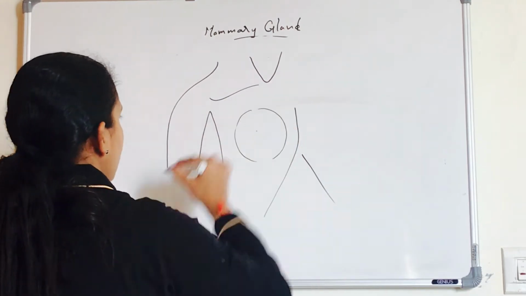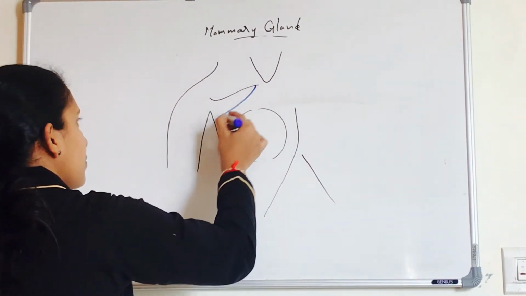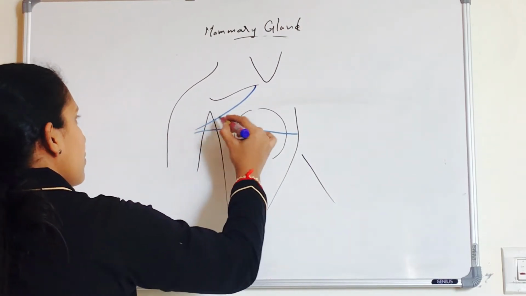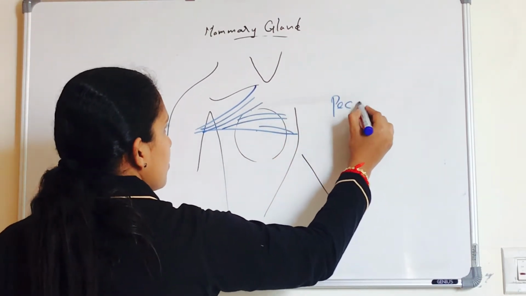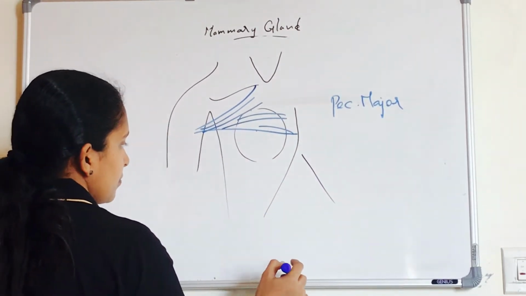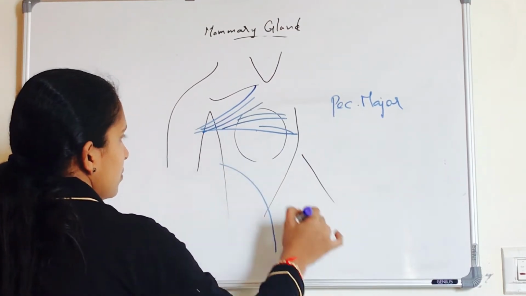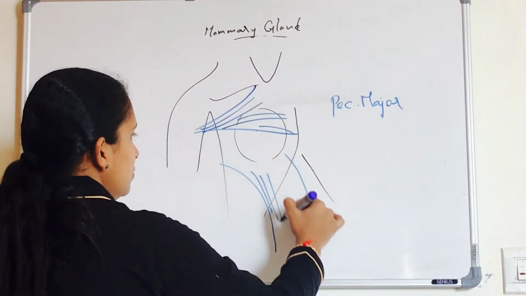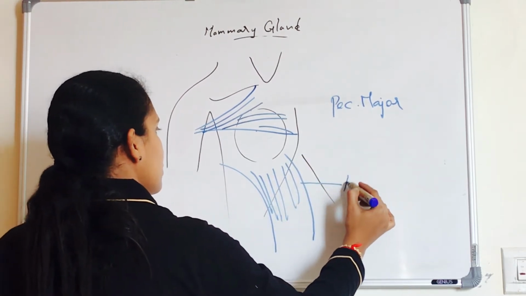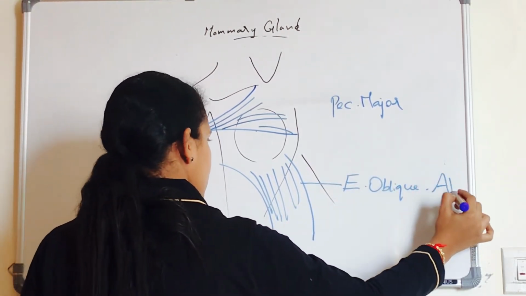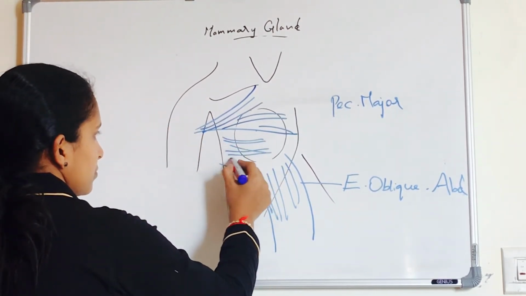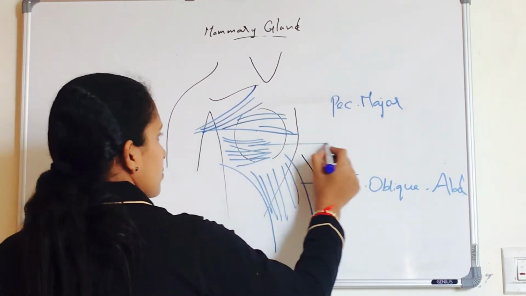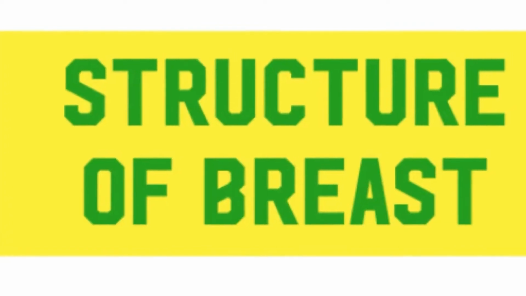So the deeper relations, or the bed structures, are mainly the pectoralis major muscle, which takes origin from clavicle and sternum and inserts into the humerus. What other muscles form the bed for the mammary gland? We have a muscle from the anterior abdominal wall called external oblique abdominis, and a few digitations of serratus anterior. Yes, so these are the three muscles which form the deeper relation of the mammary gland.